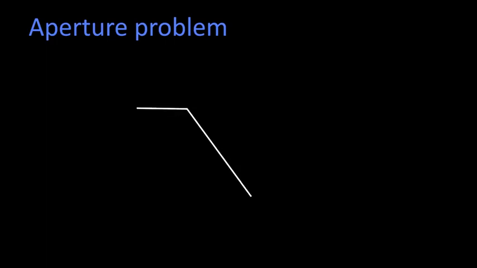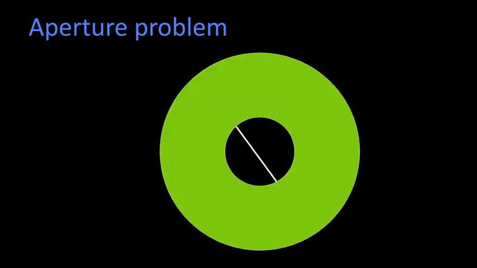Okay? Great. Let me put an aperture over that. So here is a great big green aperture. All right? And now I'm going to move that line the same way. And now it goes like this.